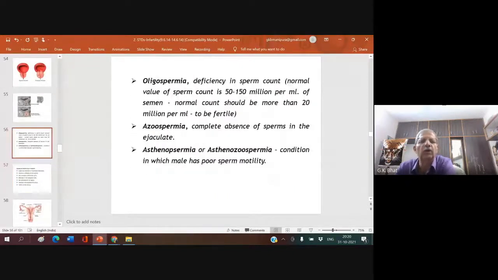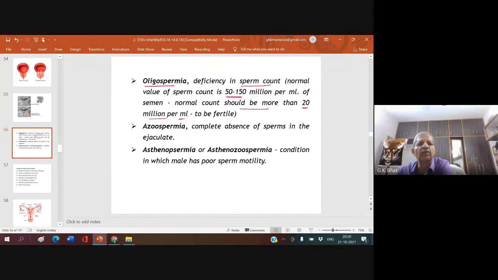You must know these terms. With regard to infertility in human beings, oligospermia is deficiency in the sperm count. Normal sperm count is expected to be 50 to 150 million per ml. But in a man, if the sperm count is less than 20 million, he is considered infertile. So the normal count should be more than 20 million per ml. It may be 50 to 150, and semen may come out to the extent of 3 to 5 ml.